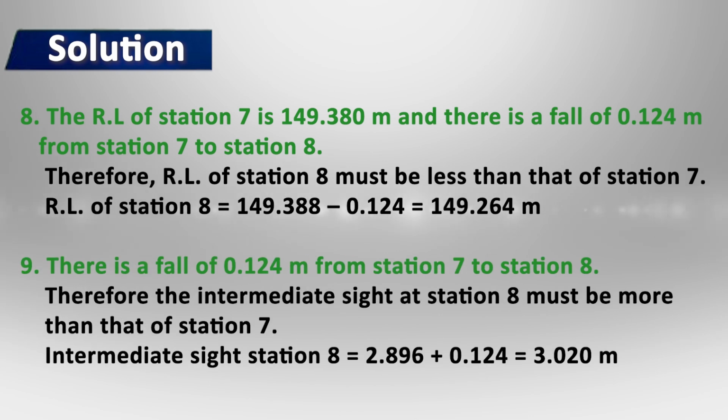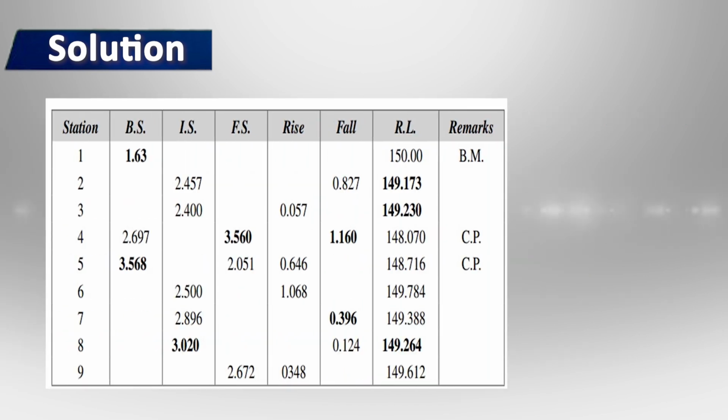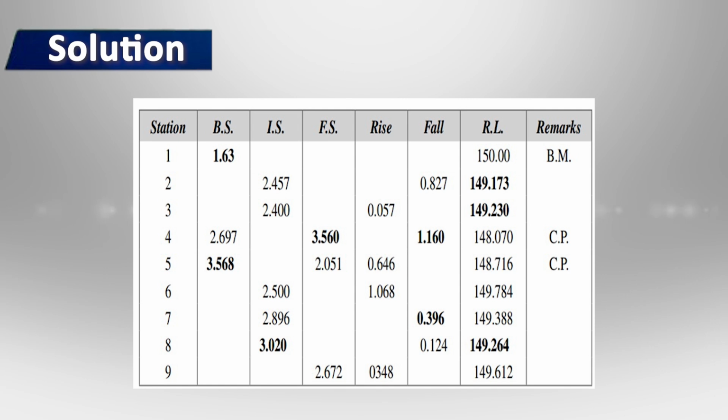And lastly, the intermediate sight of station 8 is missing. There is a fall of 0.124 meter from station 7 to station 8. Therefore, the intermediate sight at station 8 must be more than that of station 7. So, the intermediate sight at station 8 would be equal to 2.896 plus 0.124, which results in 3.020 meters. Hence, all the missing entries have been identified and entered as shown.